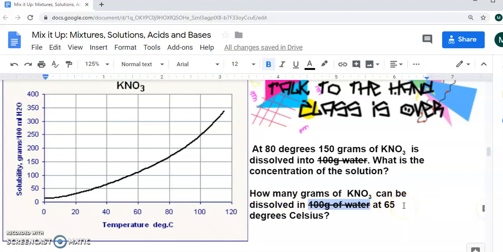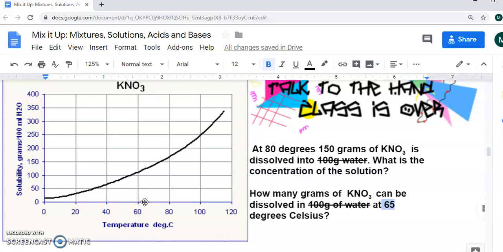I'm not going to answer with saturated, unsaturated, or supersaturated. Any of these questions need to be answered with a number. So once again, I'm going to start with my temperature because I need to find my temperature first on my x-axis and go up. So I'm going to come over on my graph and go over to 65 degrees. So it's about right here.